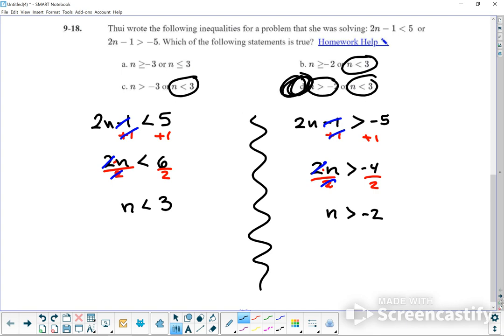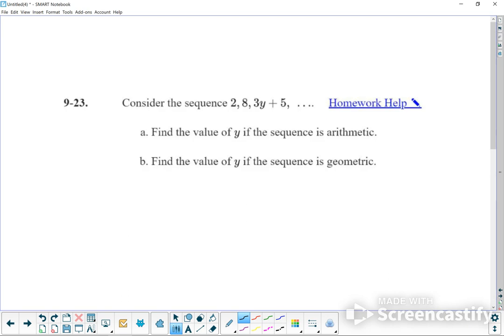All right. Okay, let's look at the last one. Consider the sequence 2, 8, 3y plus 5, and so on. Find the value of y if the sequence is arithmetic. All right, so let's look at two scenarios. One's arithmetic. I'll put arithmetic. And one's geometric.